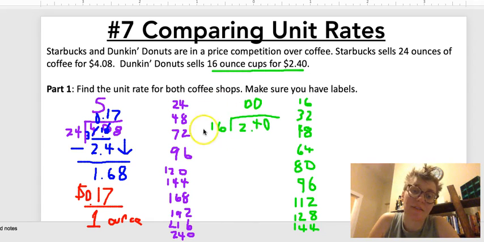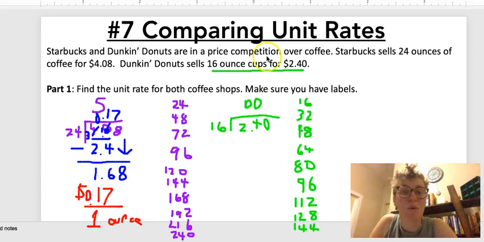2 is not enough to give to 16 ounces, so I now have to look at 24. But this is 24 tenths. So what I want to do when I'm doing my division, I'm going to put a 0 here in the ones place because 2 is not enough to give to 16 ounces. Here's my decimal. Now I'm splitting up 24. That's going to be 1. 16 times 1 is 16.